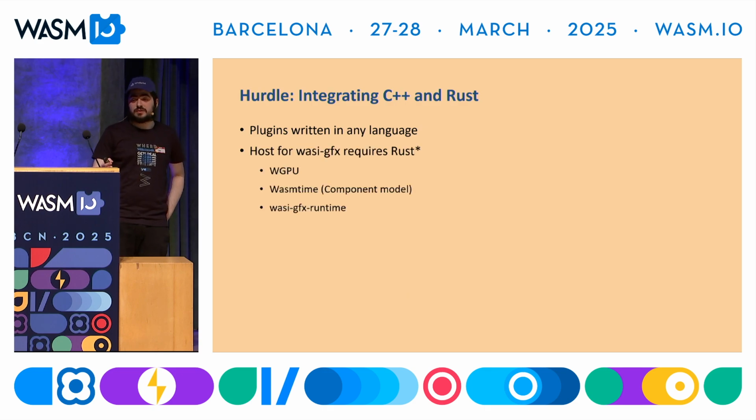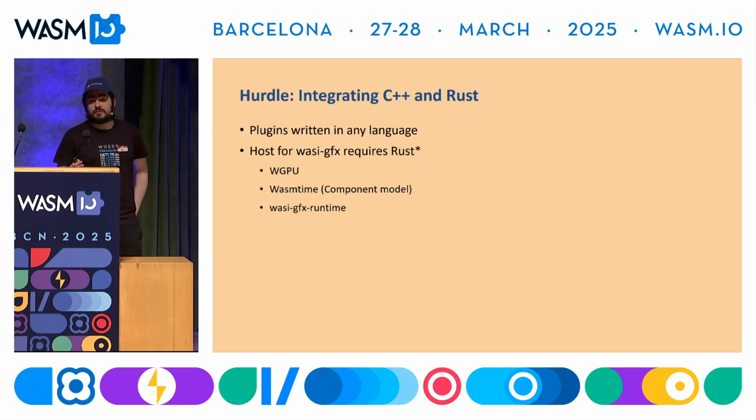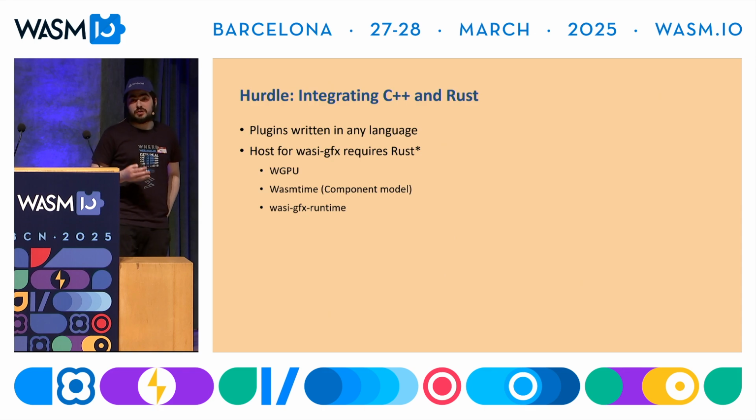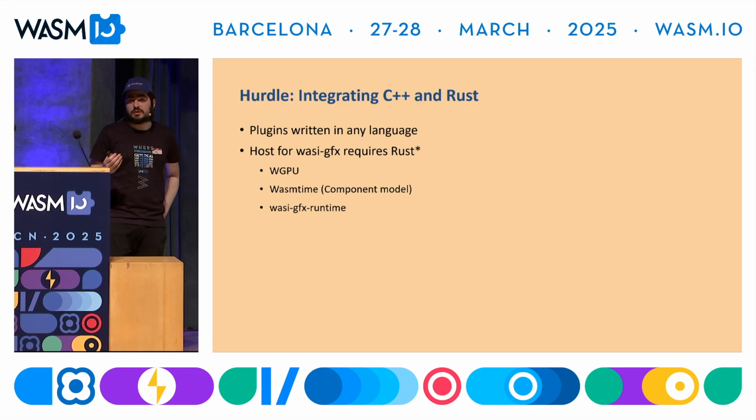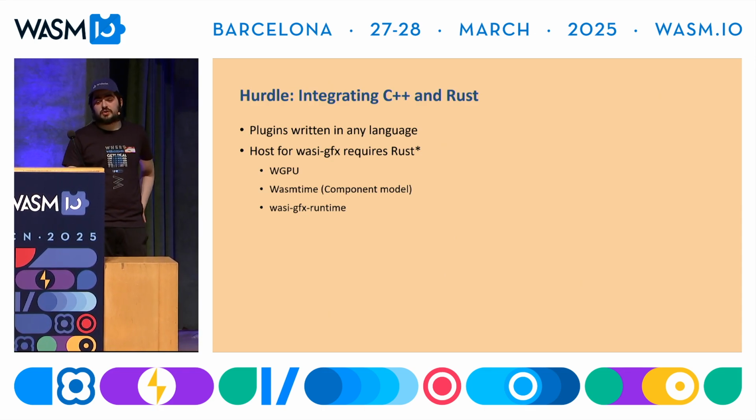But for the host side, a lot of the wasi-gfx infrastructure and the Wasm infrastructure in general is written in Rust. So for example, wgpu, that's Rust. Wasmtime is Rust. The wasi-gfx runtime, that's Rust as well. Whereas the games, they're all written in C++. So how do you deal with that?